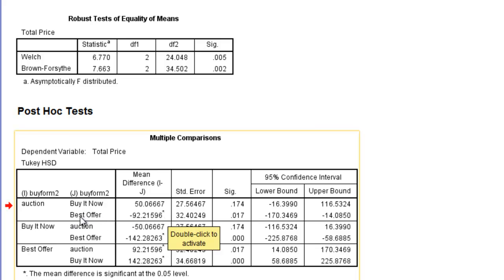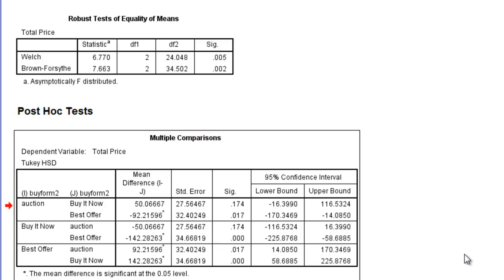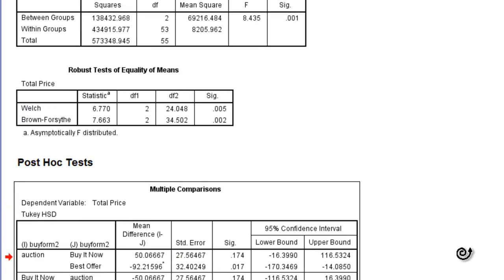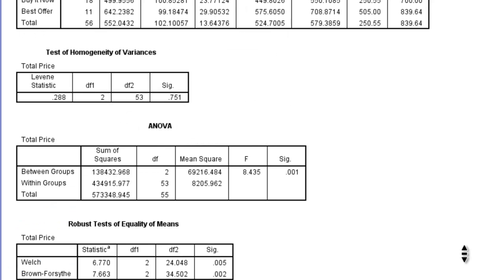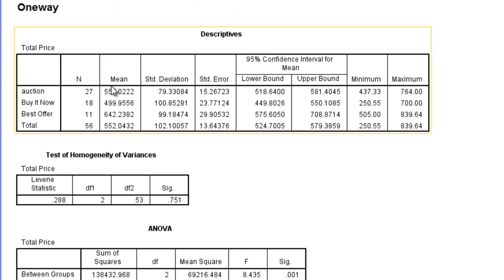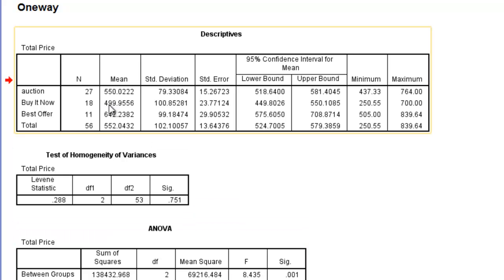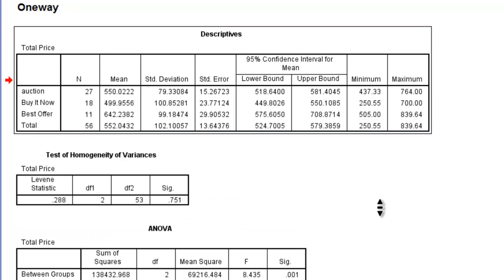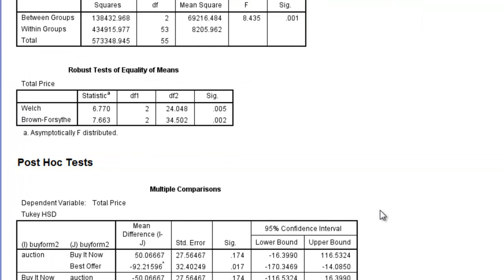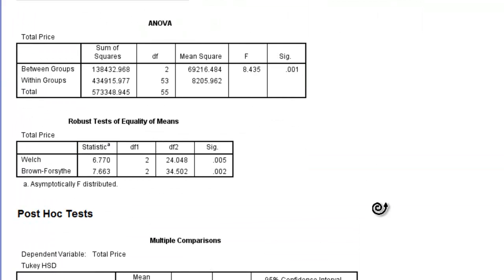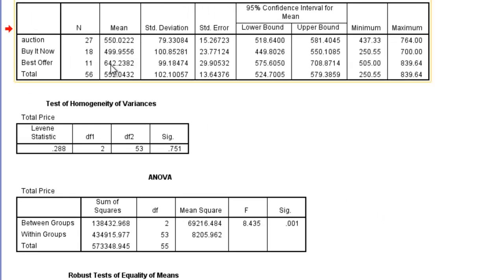It's statistically significantly larger. And the other way we can determine that is to just look back at these mean values in my descriptive statistics table. And when I look at them, notice that when I compare auction, it was $550, best offer is $642, so it has a difference of $92, and best offer has the largest mean value.